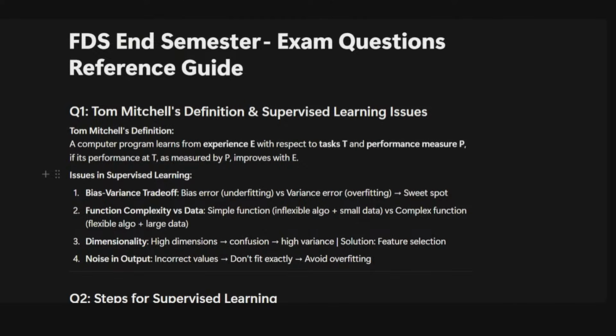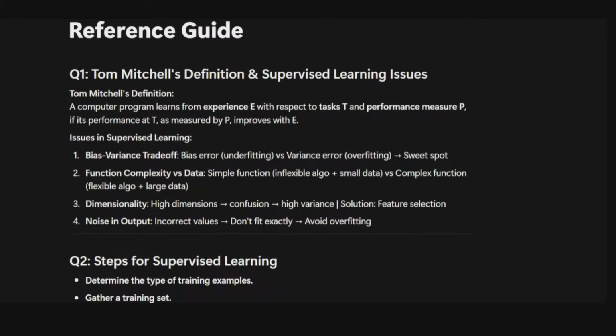You need to mention what your bias error is, your underfitting, and your variance error, your overfitting, and that particular sweet spot. Because this is just a 3 marker, there are chances that a diagram is not expected, but to ensure that you don't take any risks, draw the graph for your bias variance trade-off for this particular question.